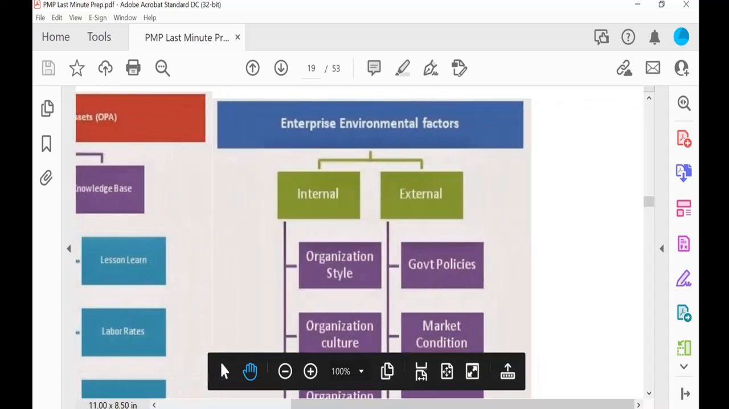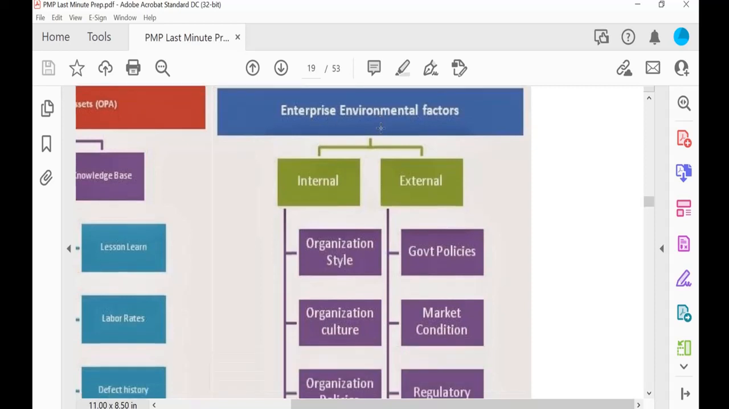And the enterprise environmental factors. From the words, you can understand that it's beyond the team's limit. For example, if the government says that this unit needs to have the safety requirement, for example, that the foundation height should be some kind of thing to make the box safe for the workers, this kind of thing is out of our hands. That means it is controlled by an external agency.